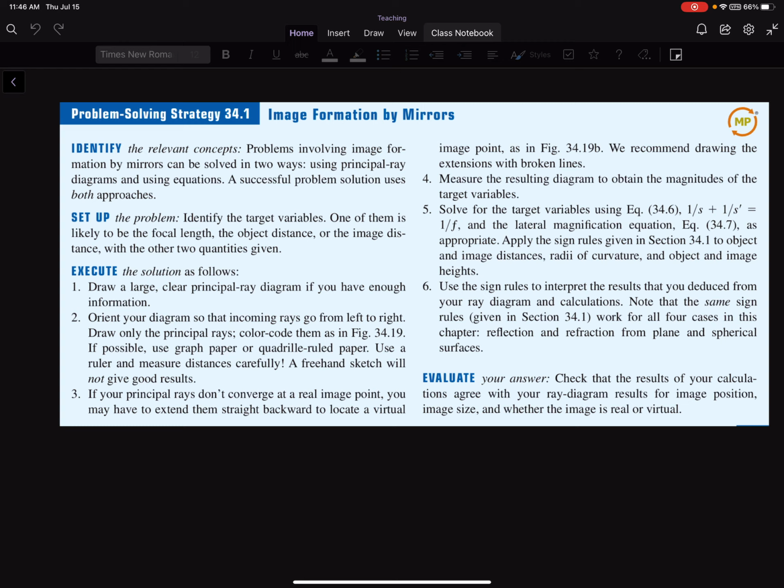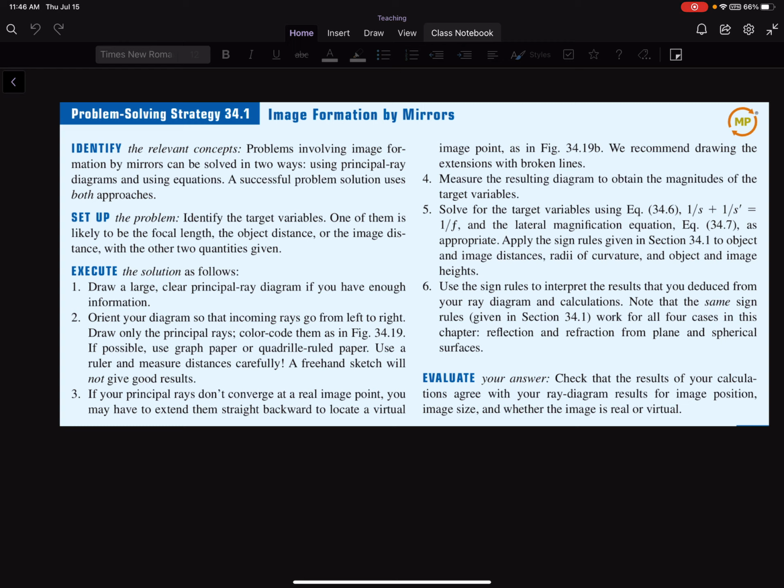and the object and image heights, which can tell you if the image is inverted or not. And use the sign rules to interpret the results that you deduced from your ray diagram and calculations. So it's the same sign rules that work for all 4 cases: reflection, refraction, plane, and spherical surfaces. Those sign rules we're going to carry all the way through next lecture. And then, as always, evaluate your answer.